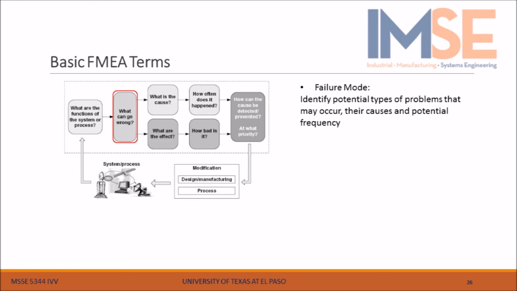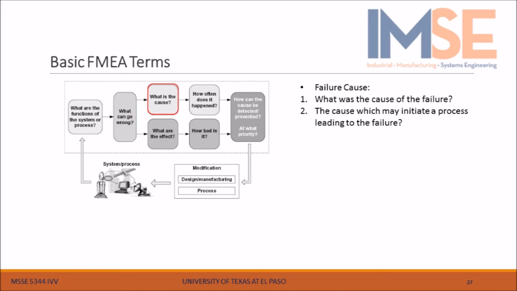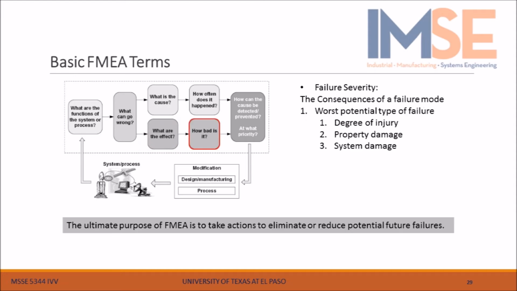Failure mode. Identify potential types of problems that may occur, their causes, and potential frequency. Failure cause. What was the cause of the failure or the cause which may initiate a process leading to the failure? Failure effects. The immediate consequences of a failure on operation, function, or functionality or status of the system at hand. Failure severity. The consequences of a failure mode.